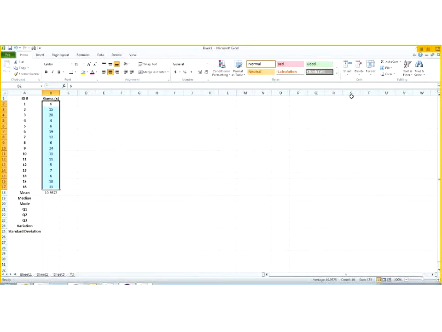And if you go back up to the upper right-hand corner, right by where the summation sign is, the sigma sign for summation we used earlier, there's a place next to it that says sort and filter. So we're going to click on that.